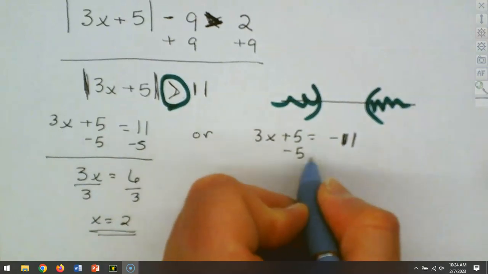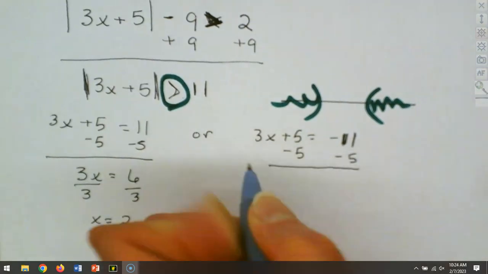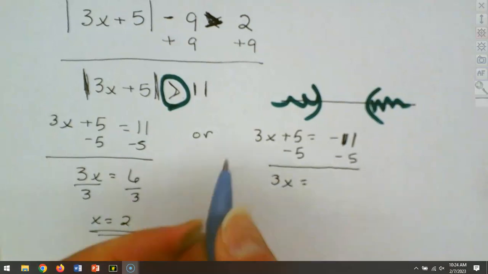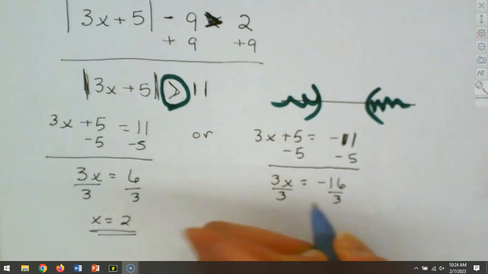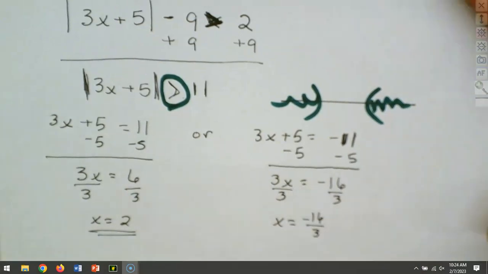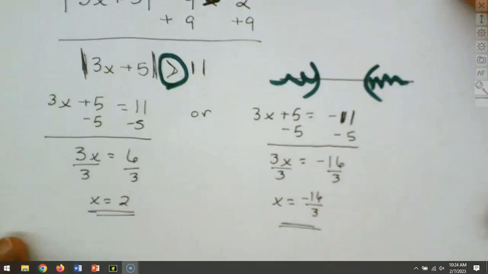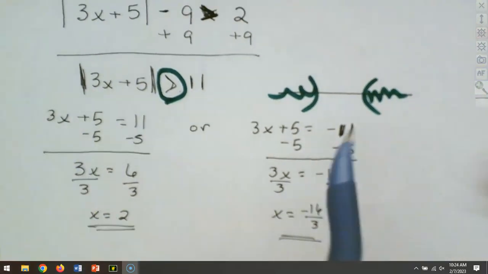Other side, move that 5 over. So 3x now equals a negative 16. We'll divide by our 3. So x now equals a negative 16 over what? 3. Okay, now, what is it supposed to look like?